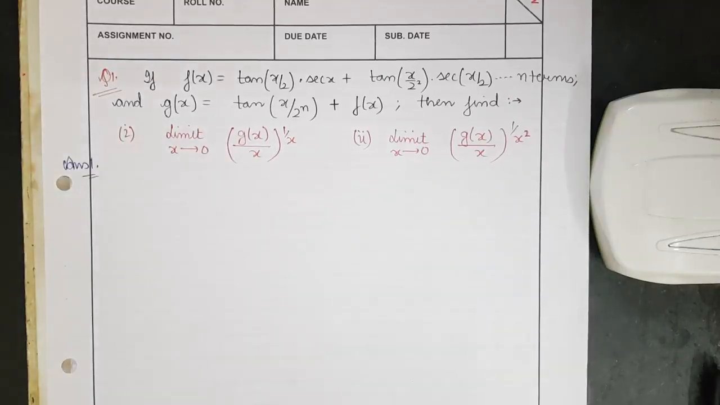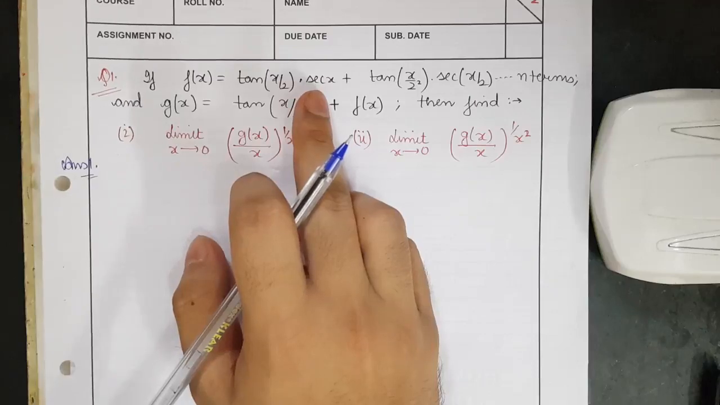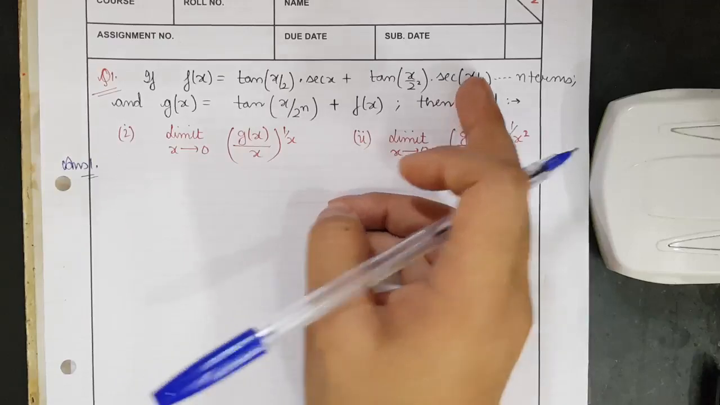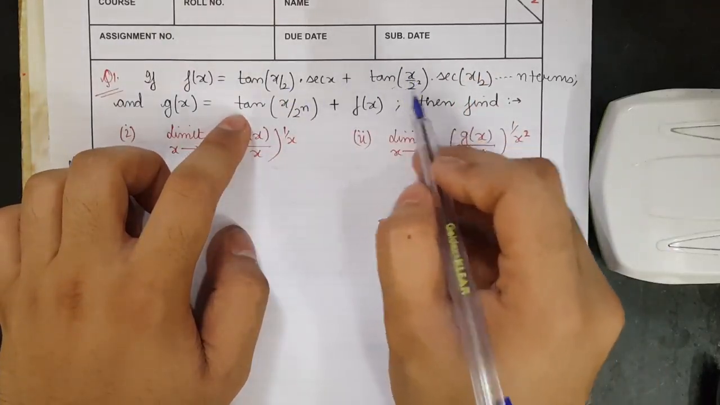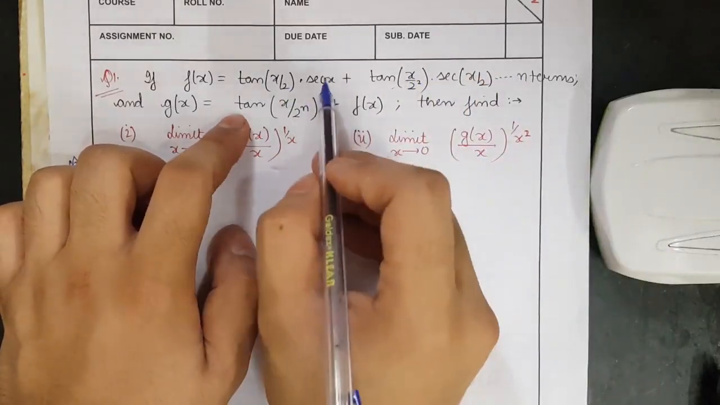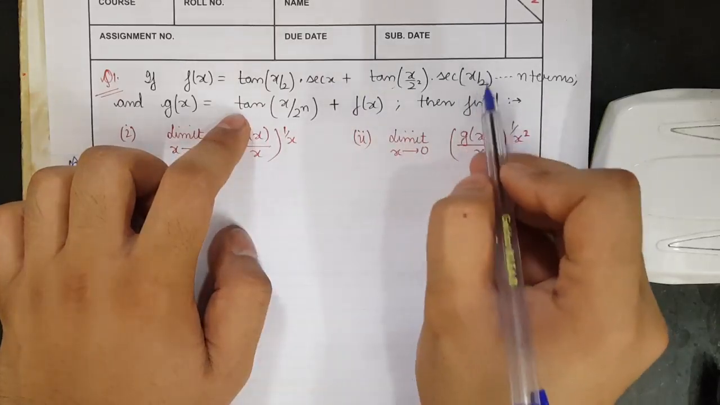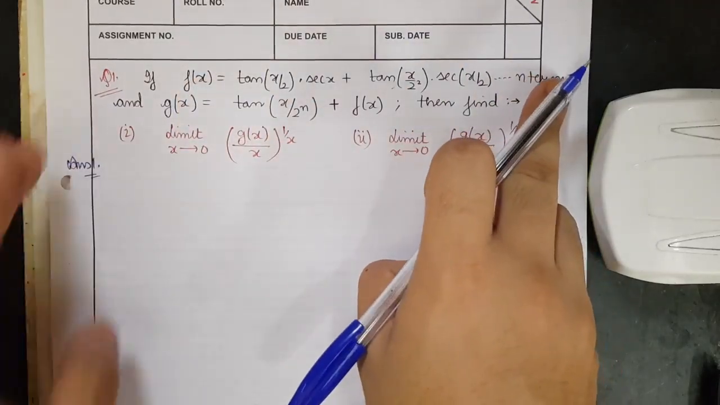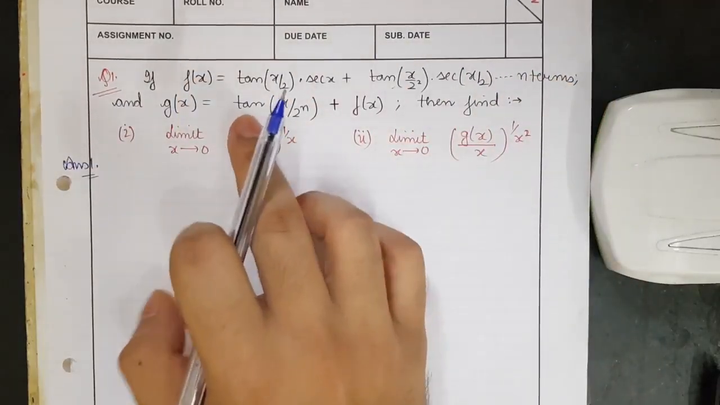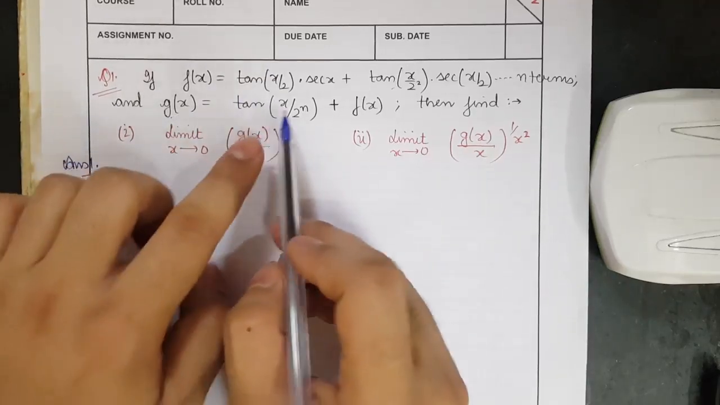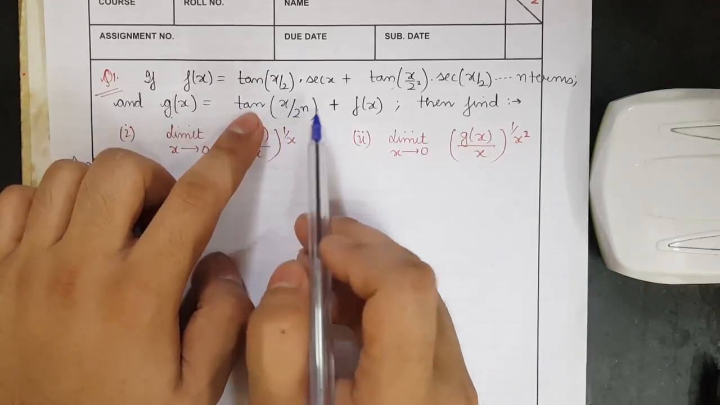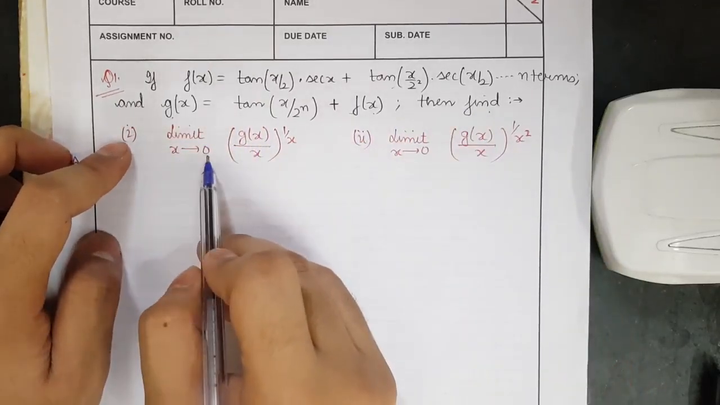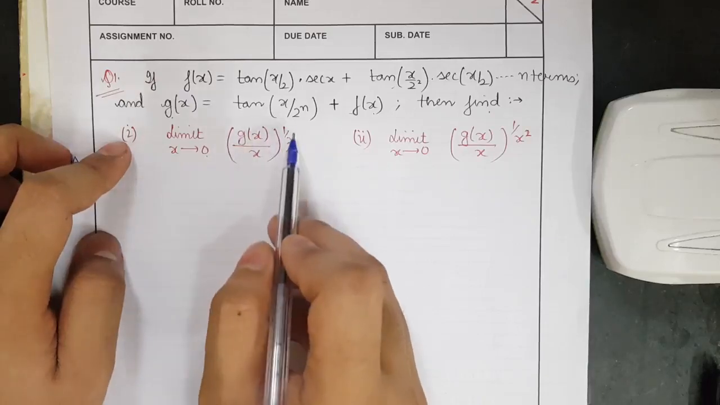So we have f of x equal to tan x by 2 into sec x plus tan x by 2 square into sec x by 2. Basically what is happening? x by 2, x by 4, similarly x by 8, that is a GP. Similarly here sec x by 2, and so on. We have been given that f of x is equal to this till n terms, and moreover that g of x is equal to tan x by 2 raised to power n plus f of x. Then we need to find the limit as x tends to 0 of g of x upon x, raised to power 1 by x.